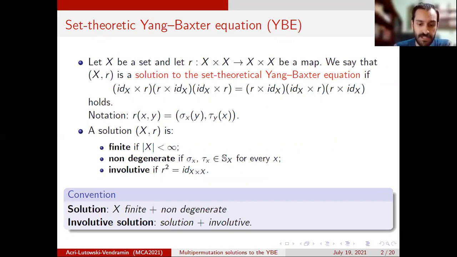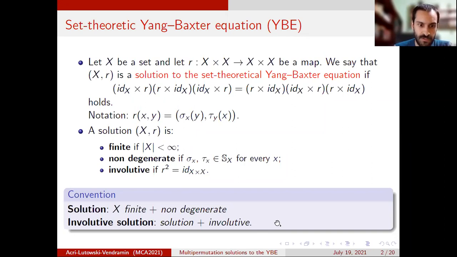We will be particularly interested in solutions where the coordinates are permutations: in the first coordinate, for any fixed x, we want a permutation of y, and the other way in the second coordinate. So we'll say that the solution is finite if the set X is finite, and is non-degenerate if both sigma_x and tau_x are permutations for every x. And we'll say that the solution is involutive if the square of the map is the identity of X times X.